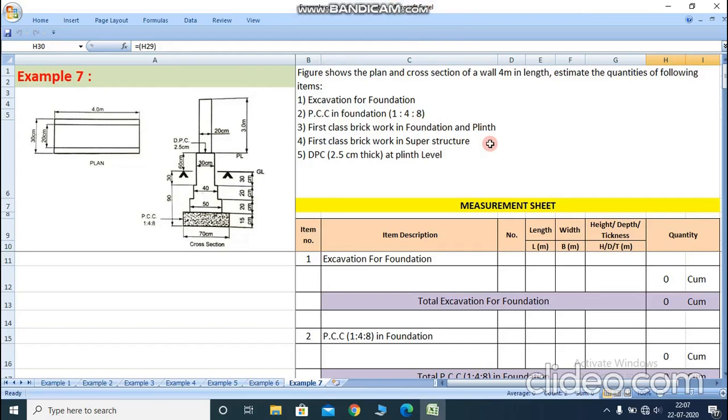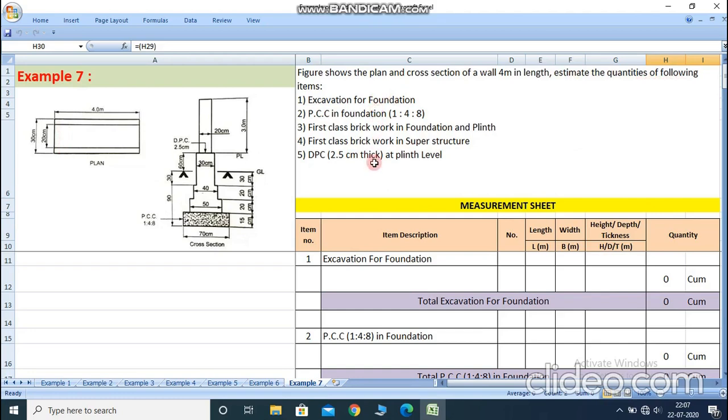Today we start the next example, number 7 of a building estimate, and we use the long wall short wall estimation method. So we start example number 7 of the long wall short wall method. The figure shows the plan and cross section of a wall 4 meters in length. See this plan: the length is 4 meters, and 30 centimeter width is given for a step footing, and 20 centimeter is the wall thickness. Estimate the quantity of the following items.